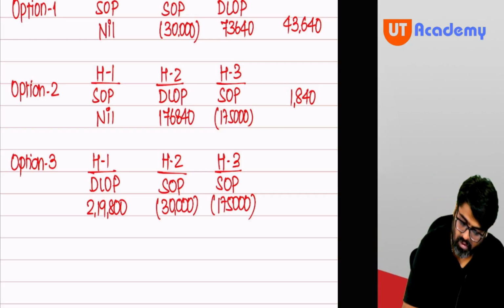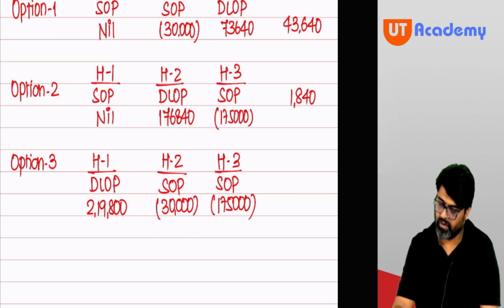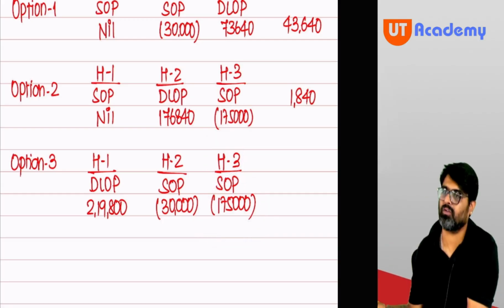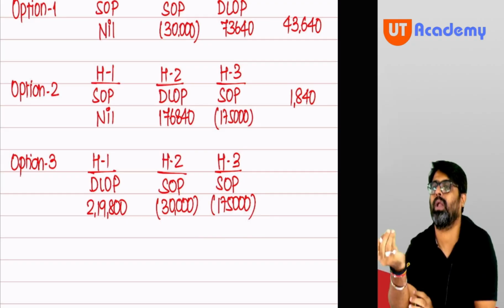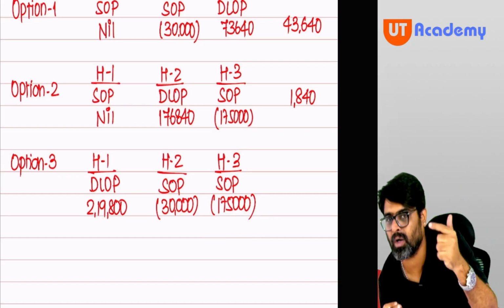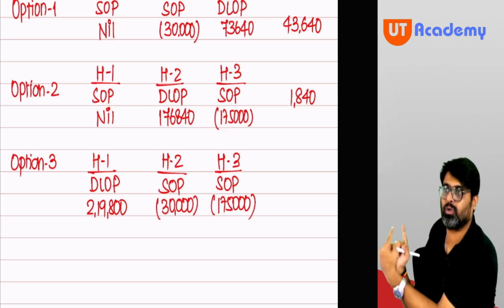So tell me, for your H2, the interest allowed was 30. And for H3, the interest allowed was 1,75,000. Because of that, the loss is coming. So how much is the total interest for these two properties? 2,05,000. Both the properties taken together, the interest cannot be more than 2 lakhs. So your loss cannot be more than 2 lakhs for these two properties taken together.